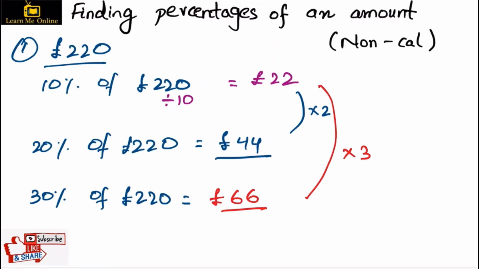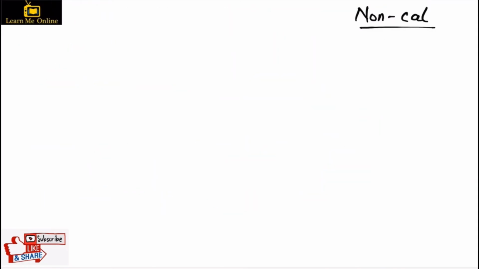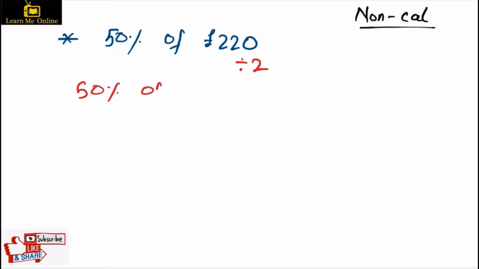Now we're going to look at more of this amount 220. Let's say we have been asked to find out 50% of 220. We know that 50% is a half. To get 50% of any amount, you divide by 2. So the 50% of 220 would be half of it, which would be £110.